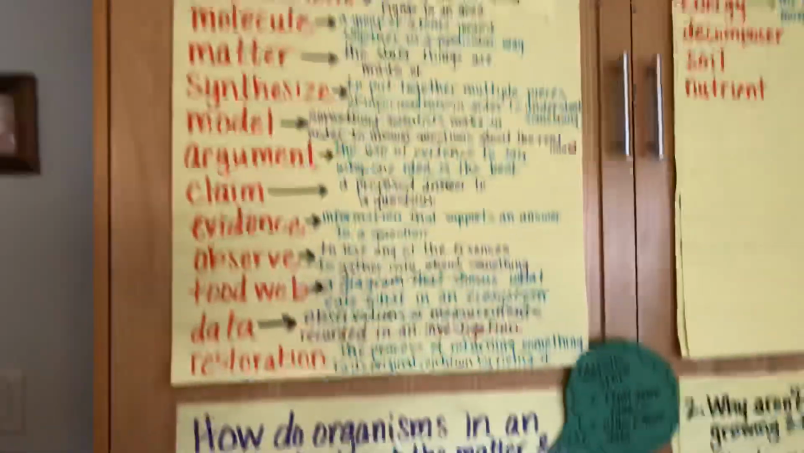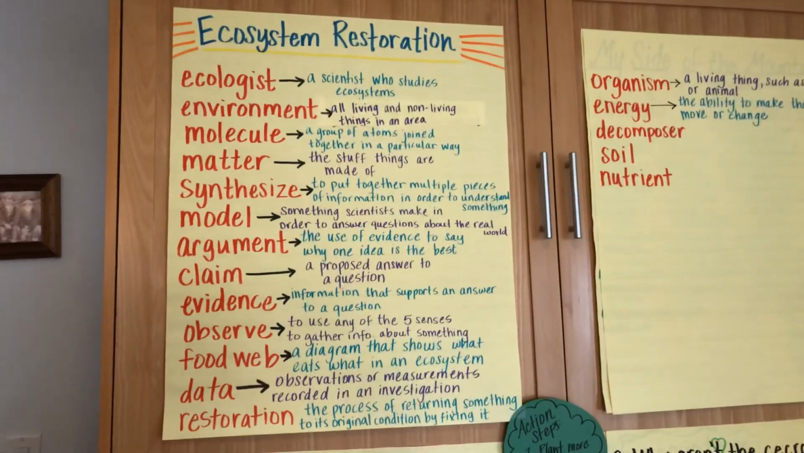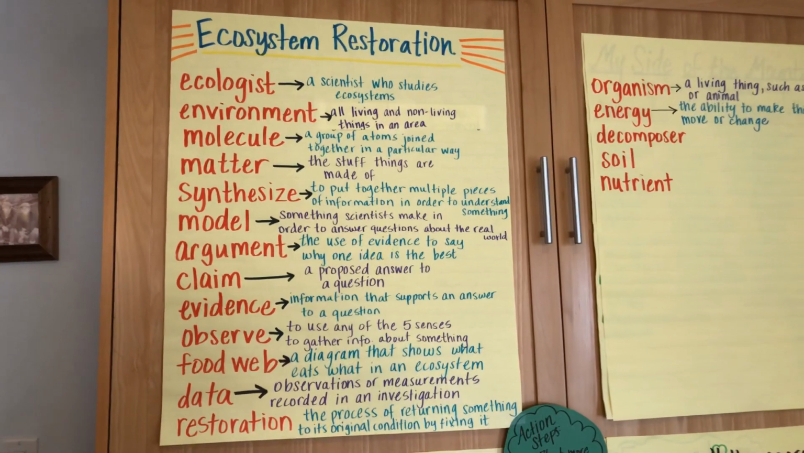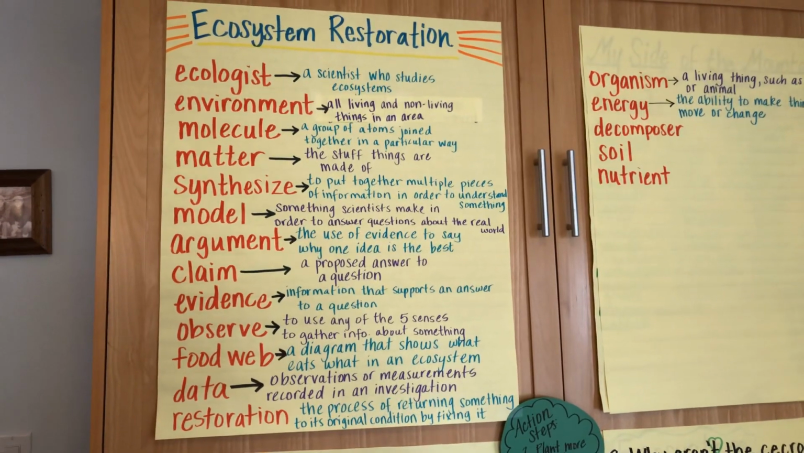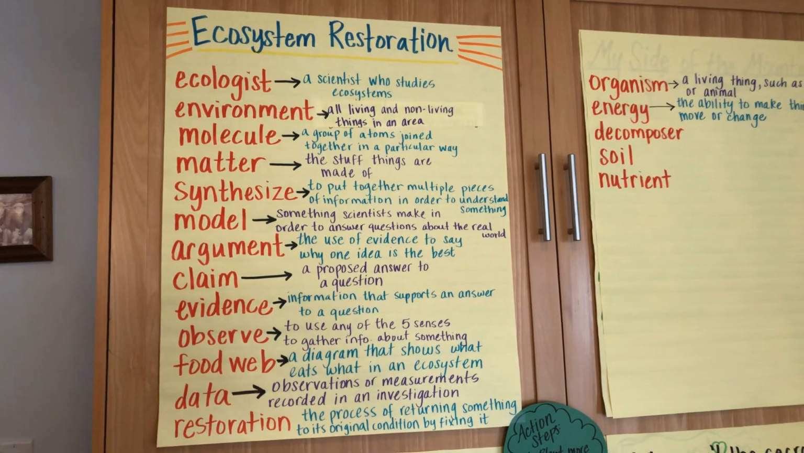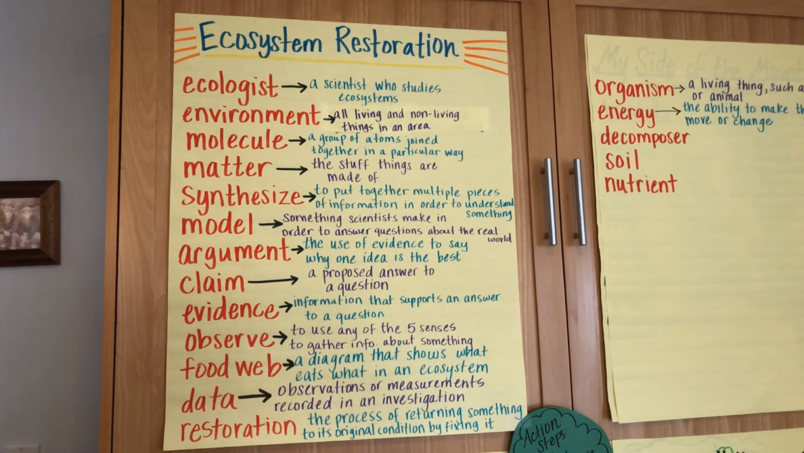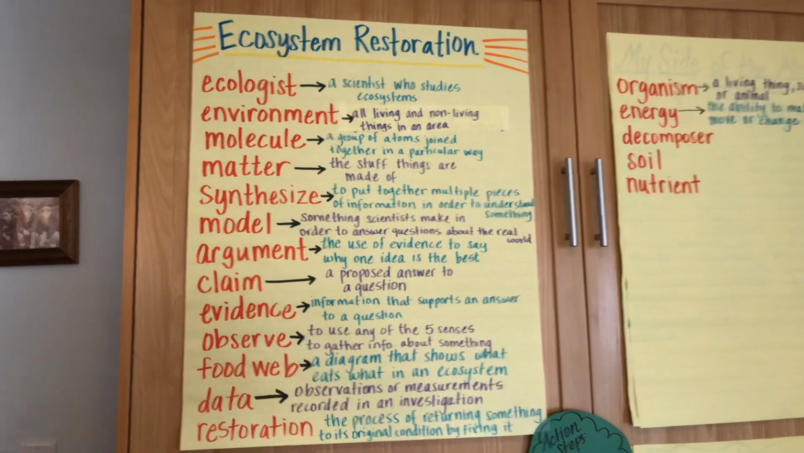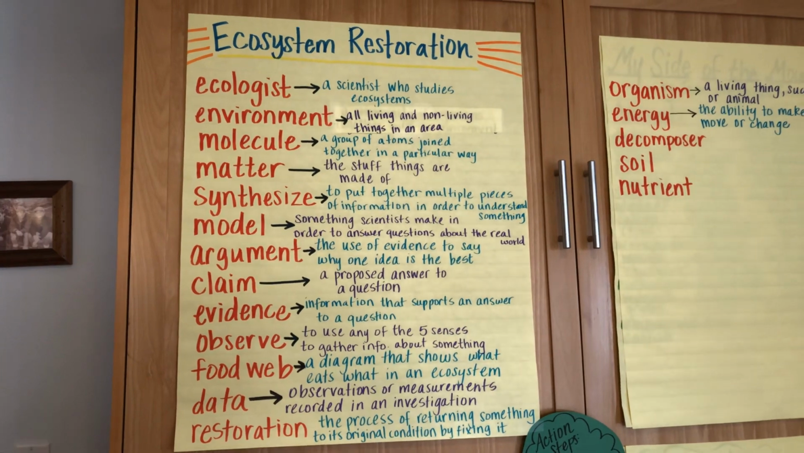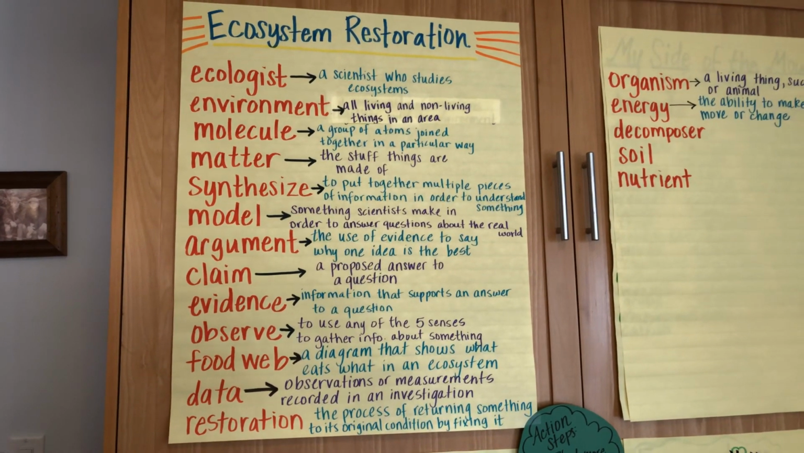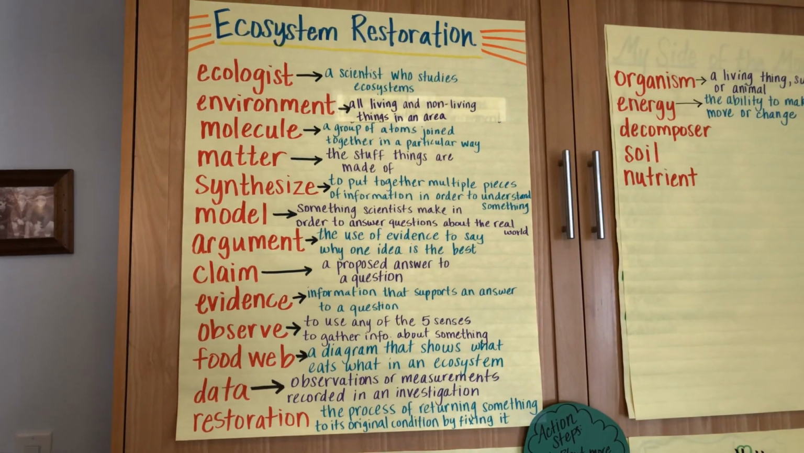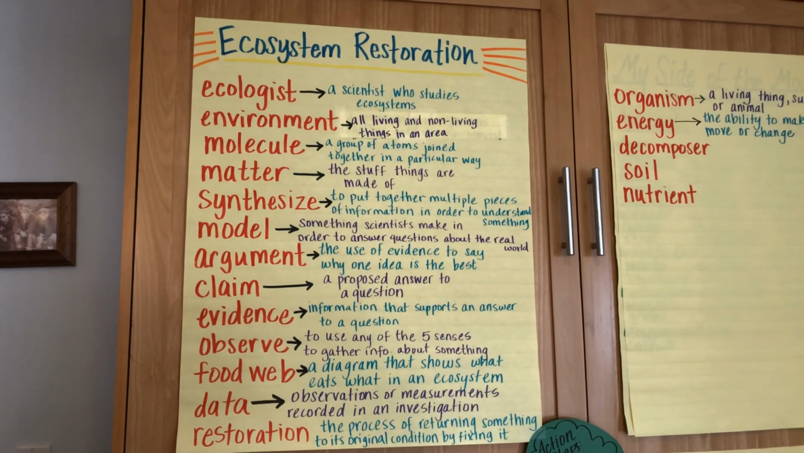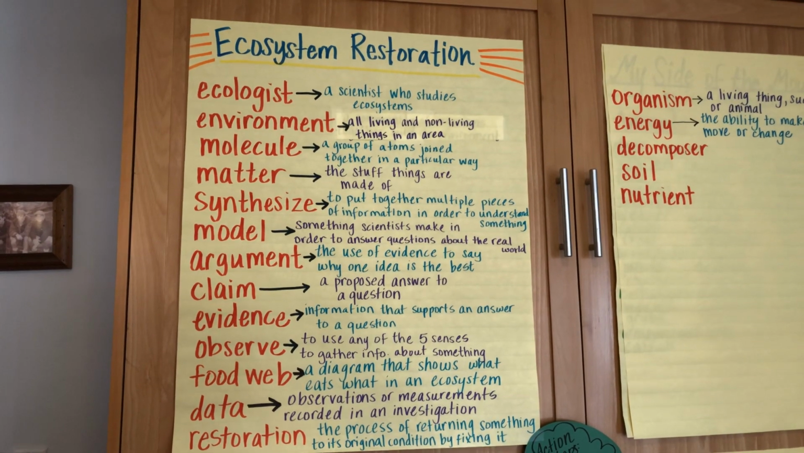Okay, so we're going to look here first at our vocabulary. So we've talked about ecologist being a scientist who studies ecosystems. All living things and non-living things in an area is an environment. Molecules are groups of atoms joined together in a particular way. Matter is the stuff things are made of. We've been synthesizing or putting together multiple pieces of information in order to understand something. We have been using models, and we are going to make a model today, and that's something that scientists make in order to answer a question about the real world.